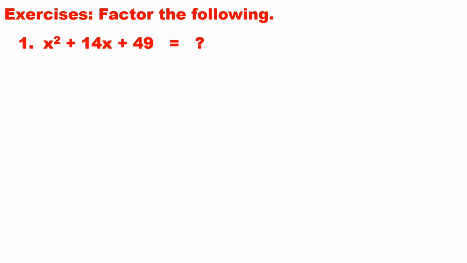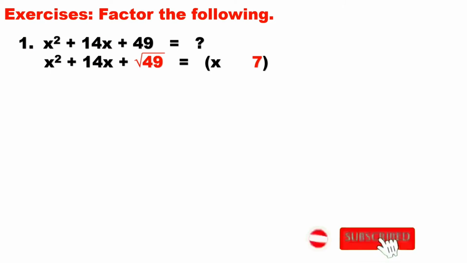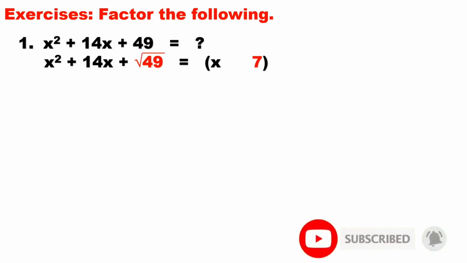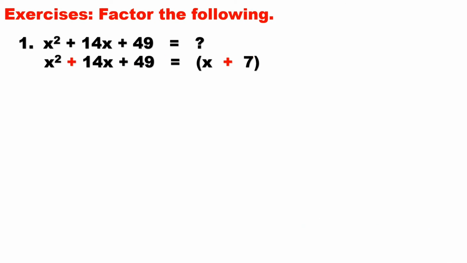Number 1, factor x squared plus 14x plus 49. Proceed. Square root of x squared equals x. Square root of 49 equals 7. Then, we will use the same sign of the middle term of the trinomial. You square the resulting binomial and you got the factor of x squared plus 14x plus 49, which is equal to quantity x plus 7 squared.